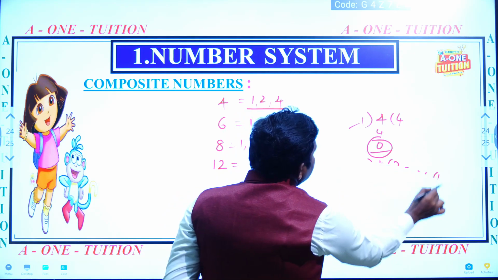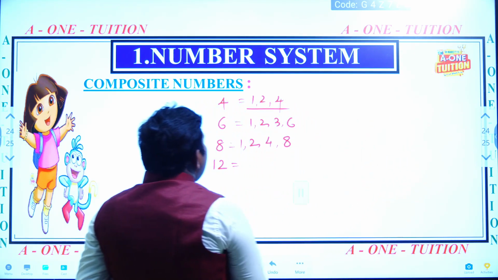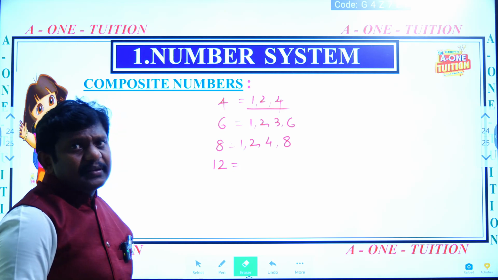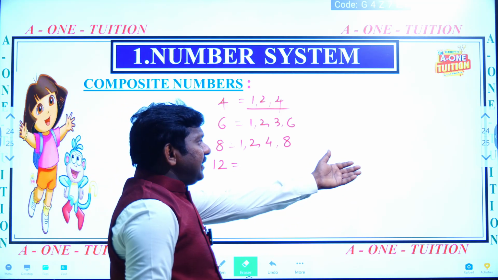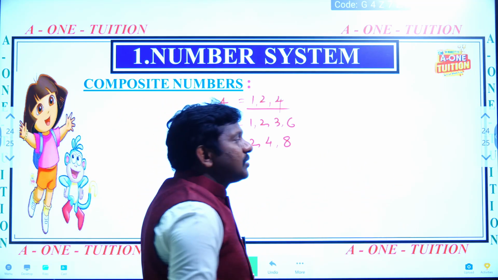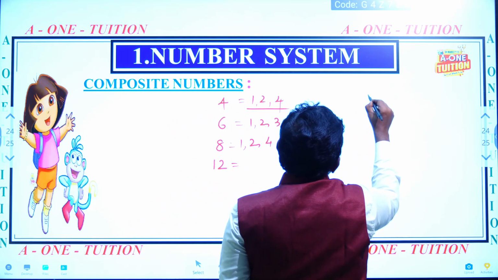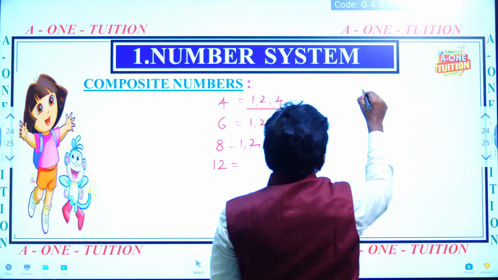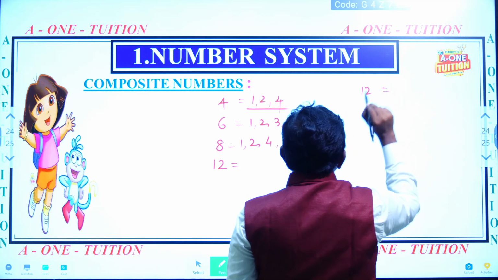Factors of 12. How can you get the factors of 12? Every time, dividing the numbers is not possible. So try to write it like this. Try to get 12 by multiplying two numbers.